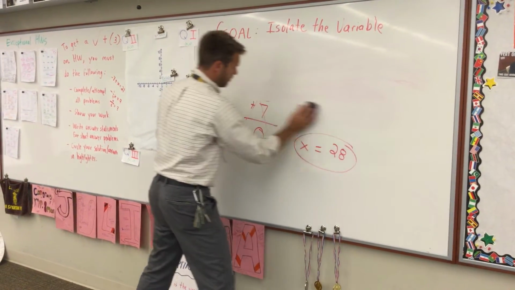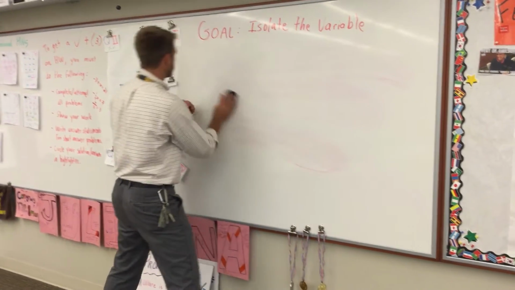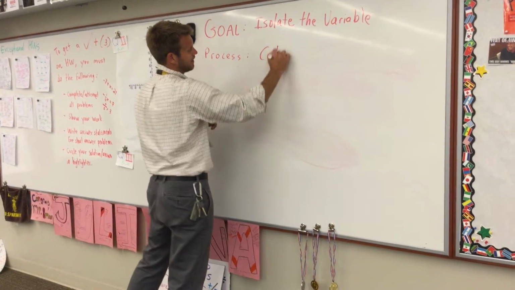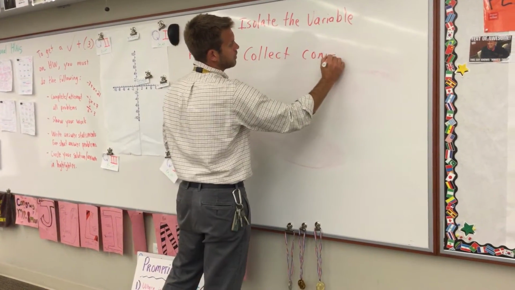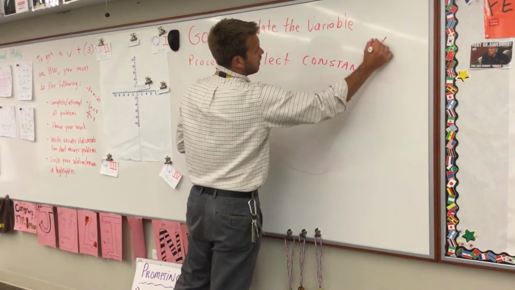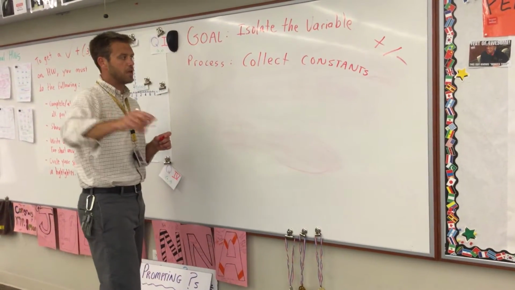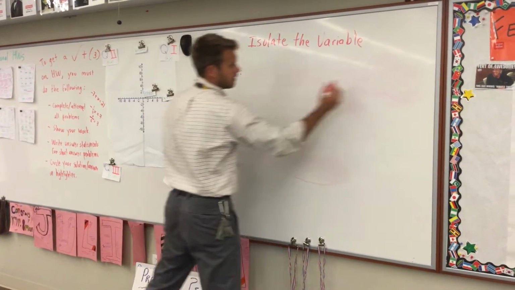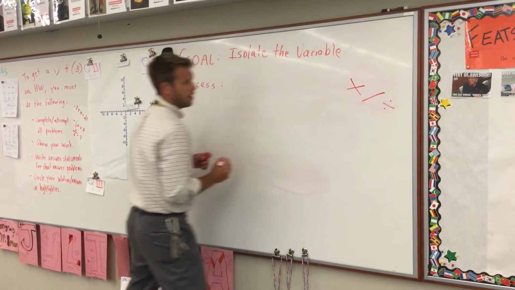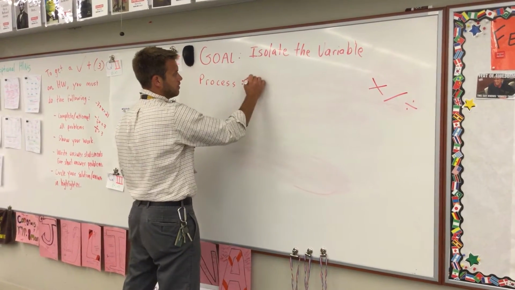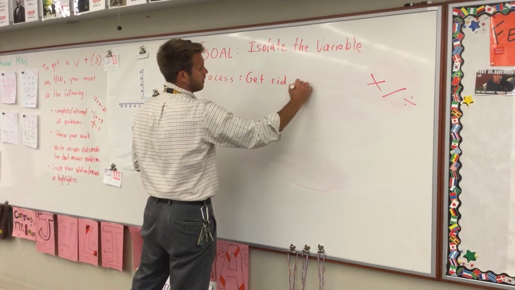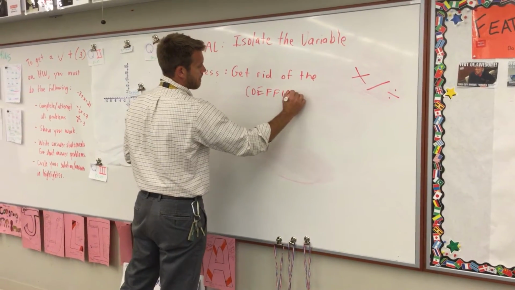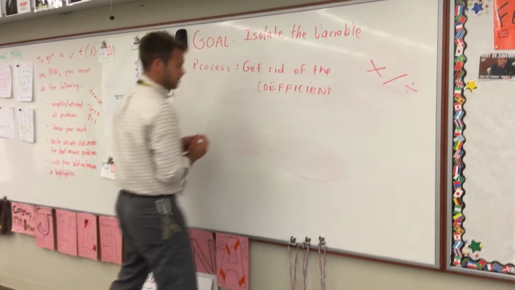Now, the process there, and I should have explained this at the beginning, is to collect constants. So when you're doing addition and subtraction, you're collecting the constants onto the other side where the variable's not. Let me change this around a little bit because we're about to do problems that involve multiplication or division. The process changes. What you need to do is get rid of the coefficient when you've got problems like this. Let me show you an example.